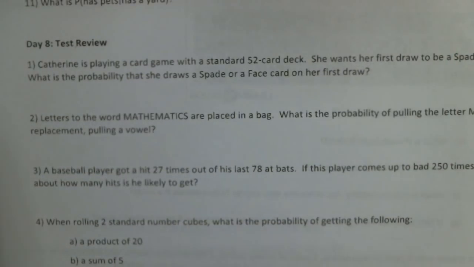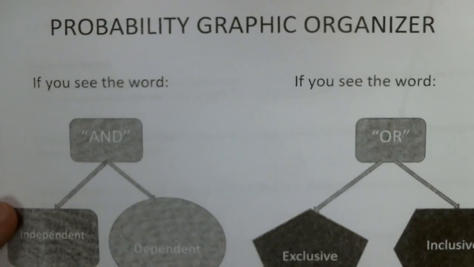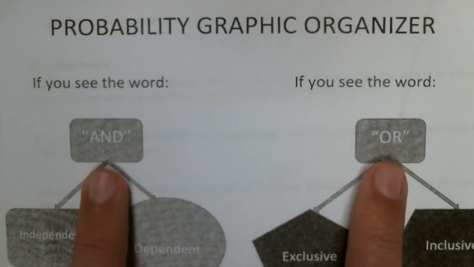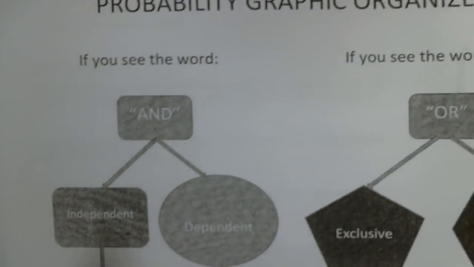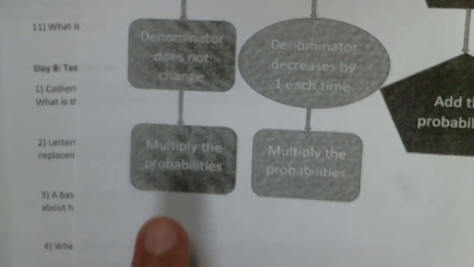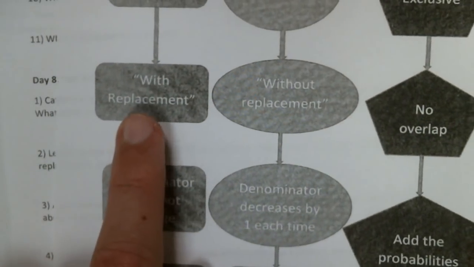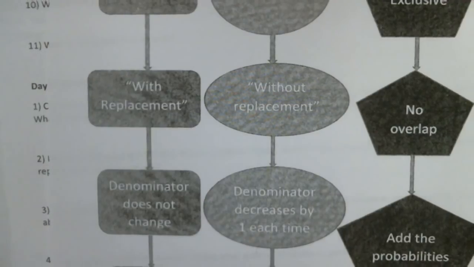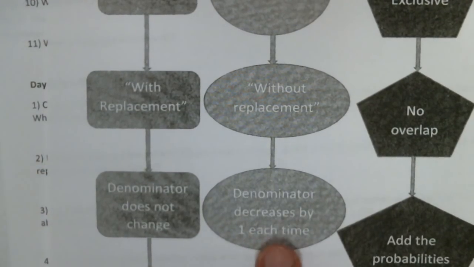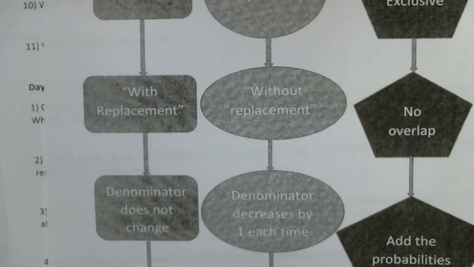Okay, here's the graphic organizer that we're talking about. So I put this together. I wanted you guys to be able to know, what do you do when you see the word and? What do you do when you see the word or? When you see the word and, you're going to multiply your probabilities, and then it's just a matter of whether or not you see the words with replacement, without replacement. If it's without replacement, you're not putting the card back. You're not putting the marble back. Your denominator is going to decrease by 1 each time if you're pulling out one individual thing.